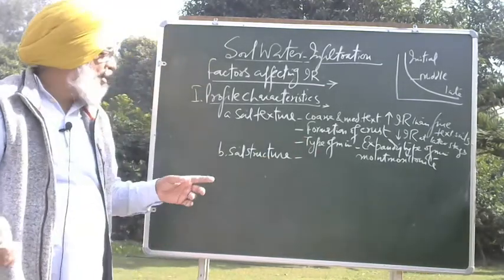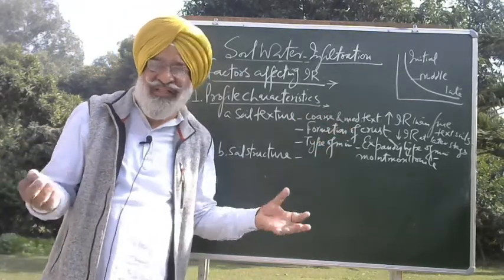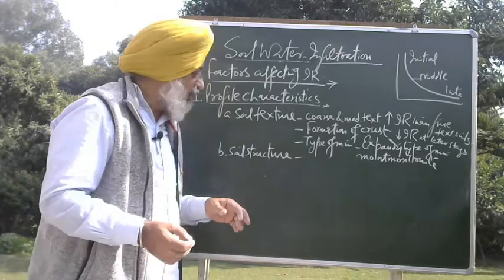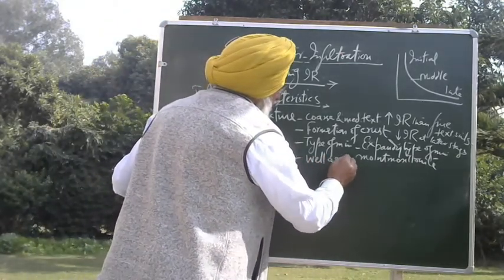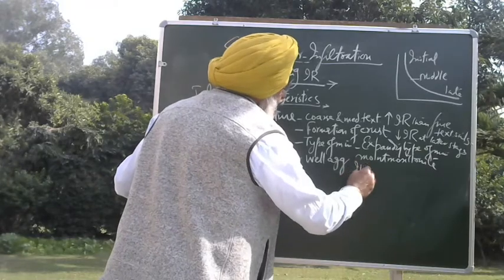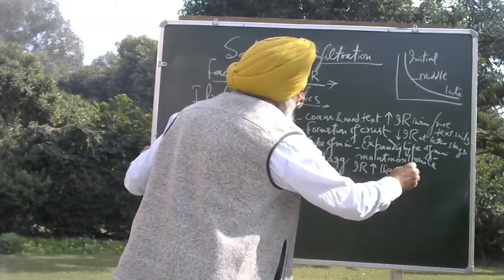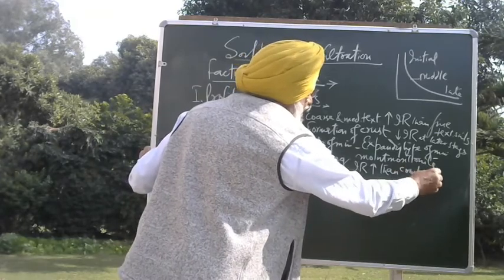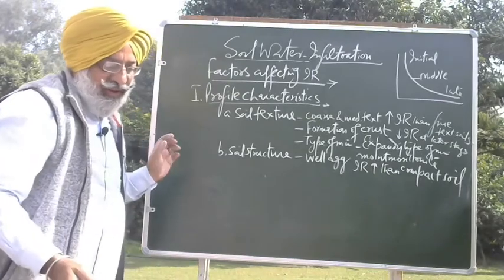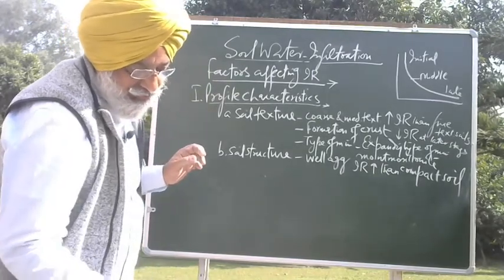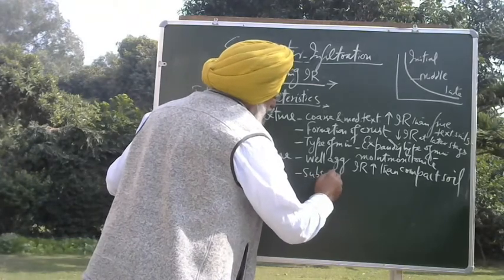Now very simple: if the structure of the soil is good, that means your aggregates are strong. Again, if it's well aggregated soil, then the infiltration rate will be higher than in compact soil. This is one thing. Second, there could be subsurface compaction also.